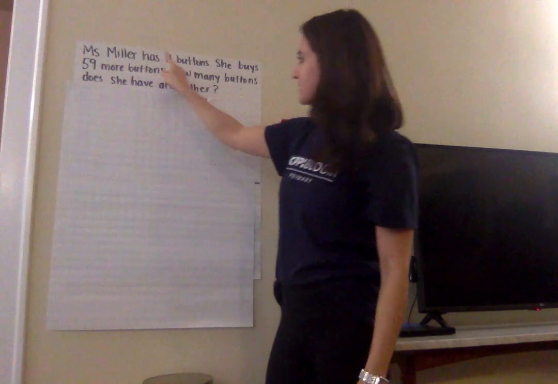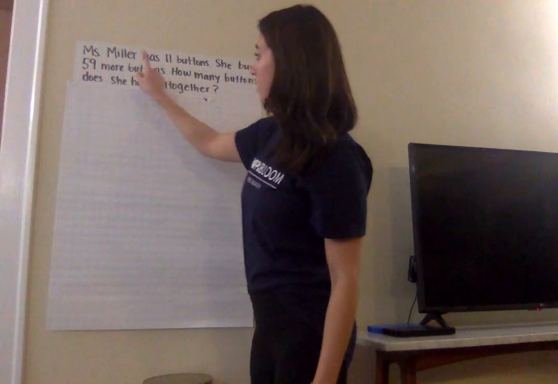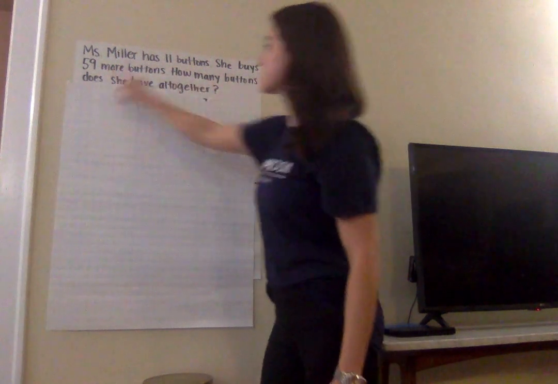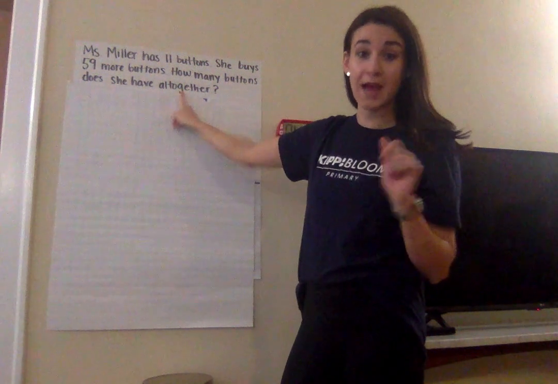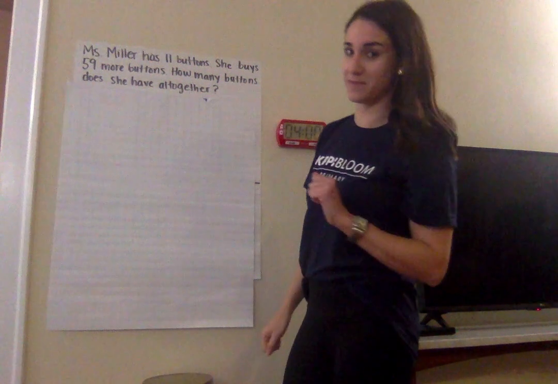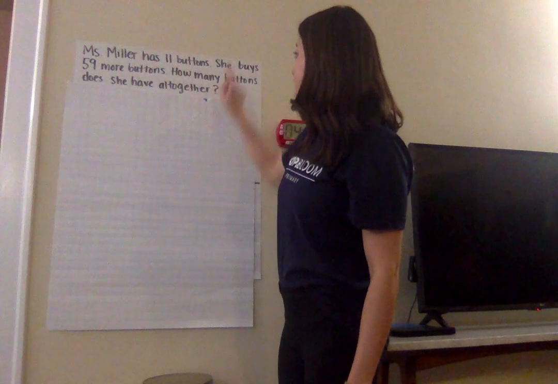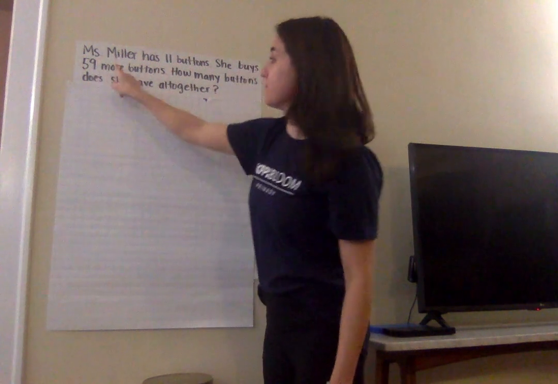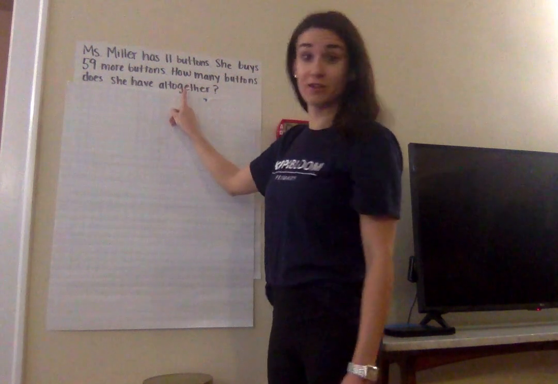Ms. Miller has 11 buttons. She buys 59 more buttons. How many buttons does she have all together? Nice job. We're going to read it one more time, and then you are going to be able to tell it back to me. Ms. Miller has 11 buttons. She buys 59 more buttons. How many buttons does she have all together?